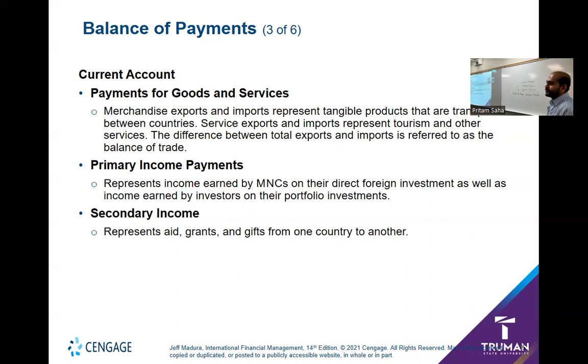Question so far, current account? What are the components we should record in the current account? All good?